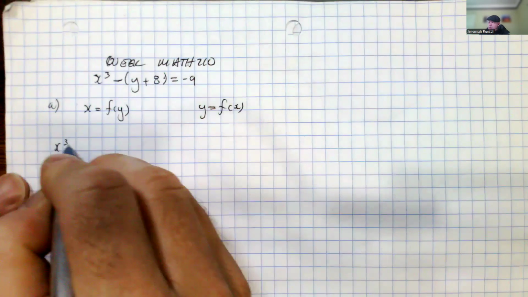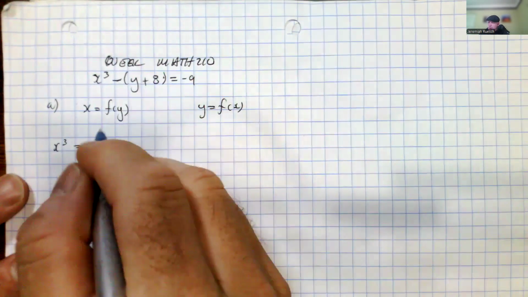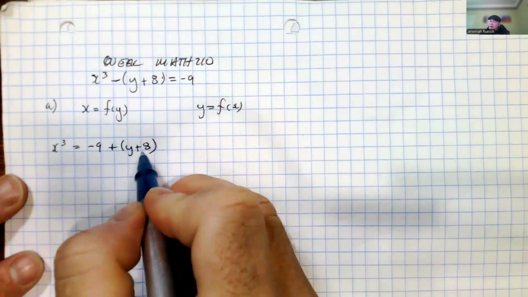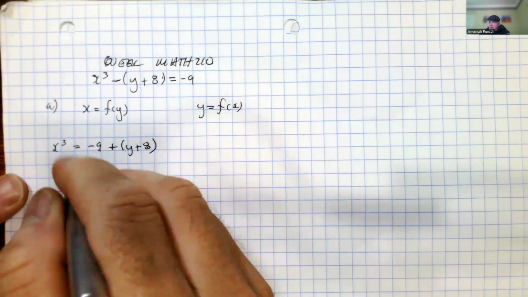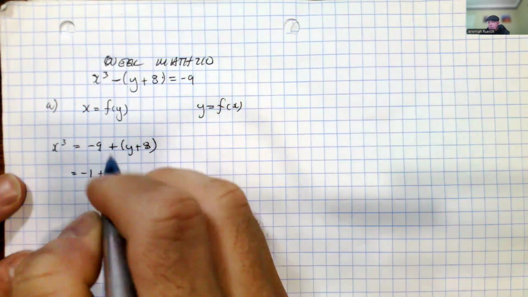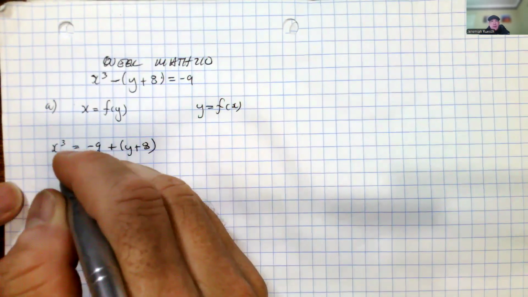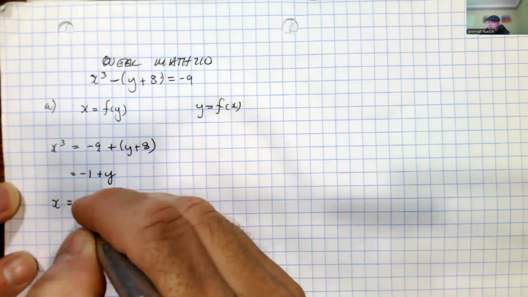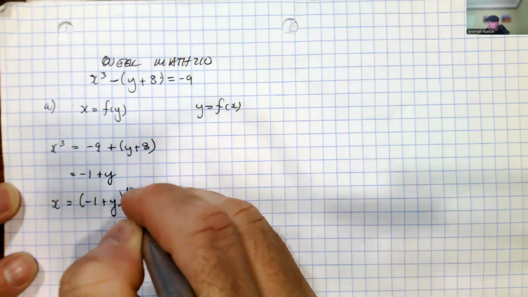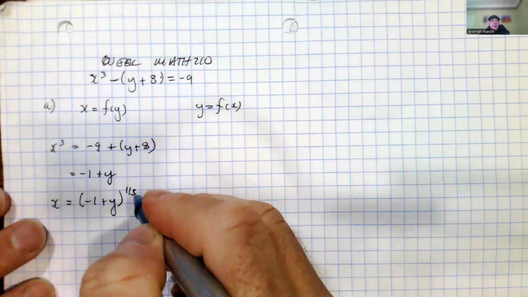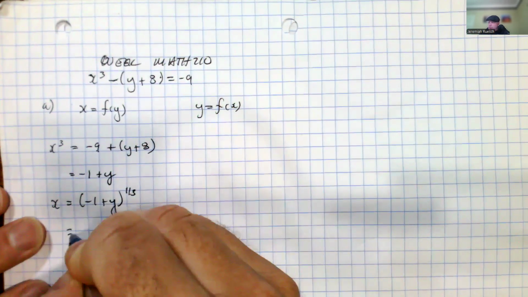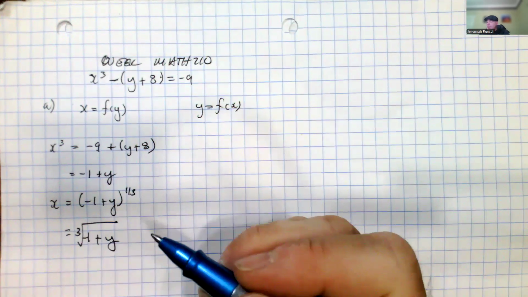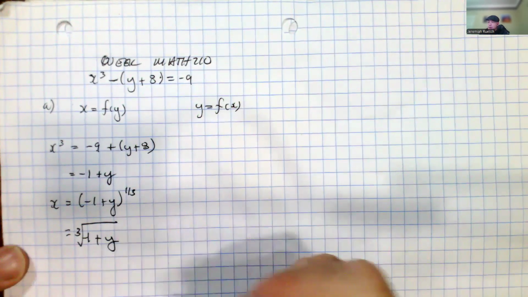So x cubed is equal to, so I'm going to add this to both sides. So I get -9 plus y plus 8. Dropping the parentheses here, I have a +8 and a -9. So that's going to give me a -1 plus y. And then to get x by itself, I would take the cube root. And that's going to give me -1 plus y to the 1/3 power. So the cube root is the same thing as a fractional power of 1/3. So I can also put this as the cube root of -1 plus y. Okay, so that would be x as a function of y.